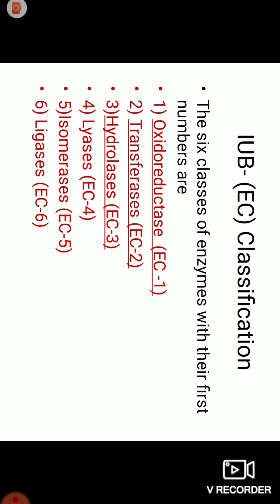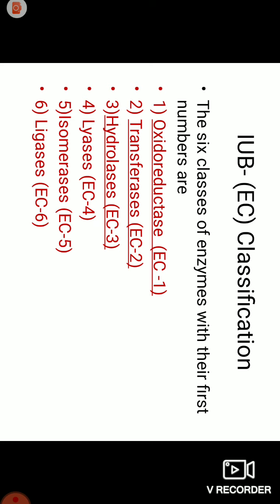So you take the first letter, for easy understanding or easy ordering of these enzymes. You take the first letter of all the 6, that is O, T, H, L, I, L. You can read Othlil, O, T, H, L, I, L. So that is the order.